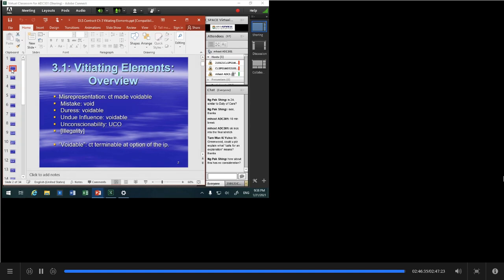We'll finish off vitiating elements, and then we get on to the termination of a contract. So you might want to read ahead so that you're up to date. We'll finish off vitiating elements on Tuesday, then get on to how you actually terminate a contract.